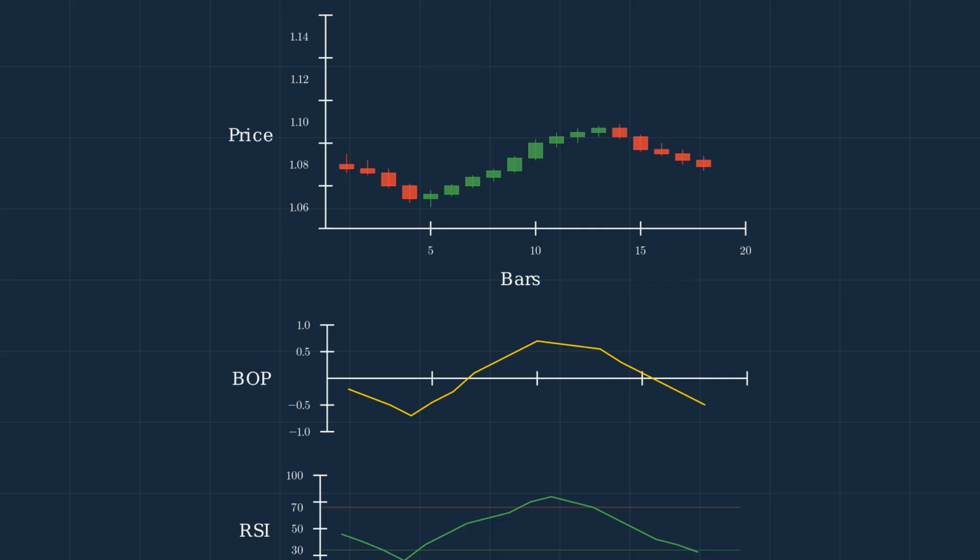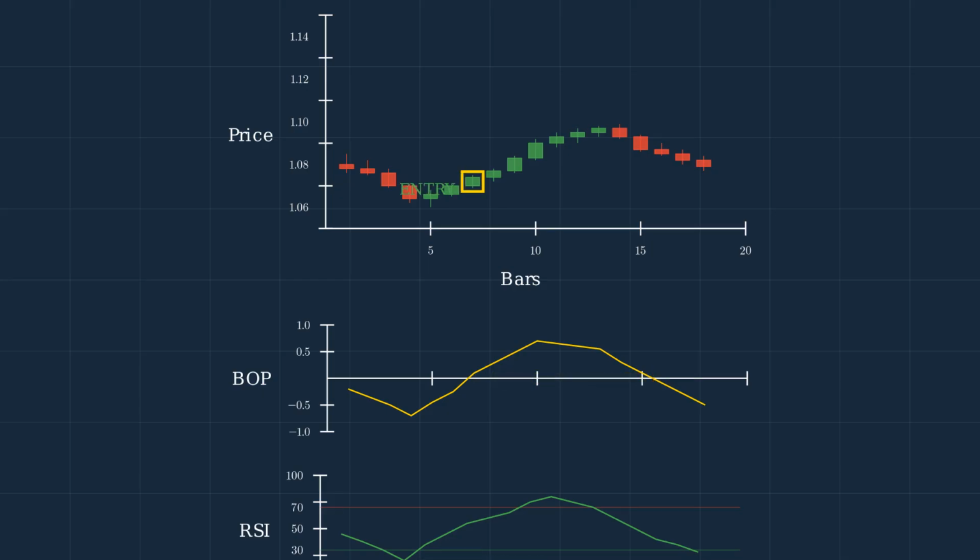Now let's examine a real-world example of this strategy in action. Here we have a 4-hour chart of EUR/USD with price action, the BOP indicator, and the RSI for confirmation. Notice how the BOP crosses the zero line at bar 7, signaling a potential bullish reversal. This happens as price forms a base near support. Looking at our RSI, we can see it was previously in the oversold region below 30, confirming our bullish bias.